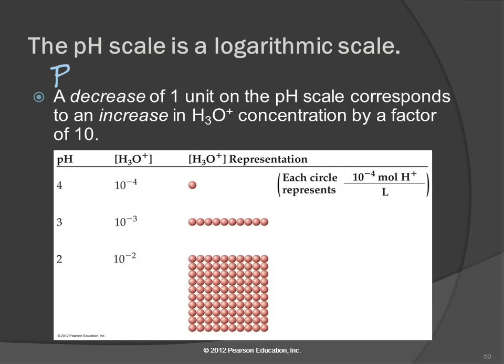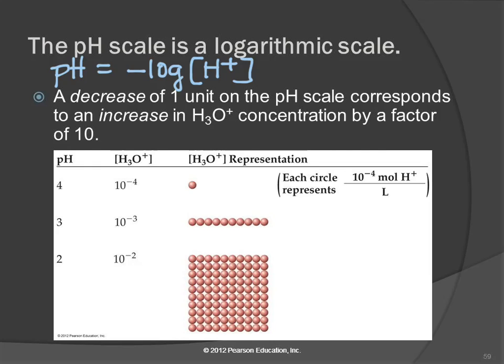The pH equals the negative base 10 logarithm of H plus. What happens when you take the log of something? The base 10 log is asking what power of 10 is this number?